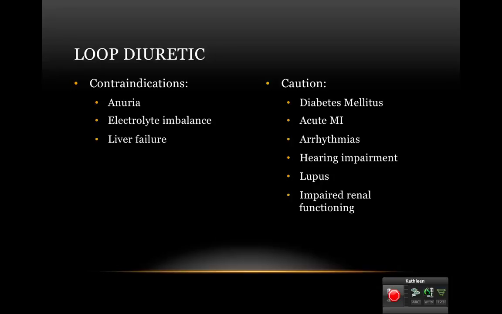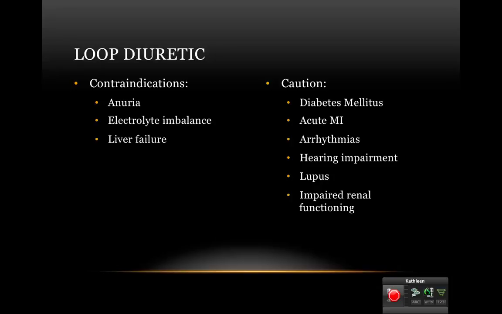Loop diuretics are contraindicated in those who are anuric. They're also contraindicated with electrolyte imbalances and liver failure. Use caution in patients who are diabetic, who have just had an acute MI, or who have arrhythmias, because of volume depletion. Remember, we need a certain amount of volume for the heart to contract and perfuse. So we want to make sure that they're not dehydrated when we give loop diuretics. It's quite the balancing act.